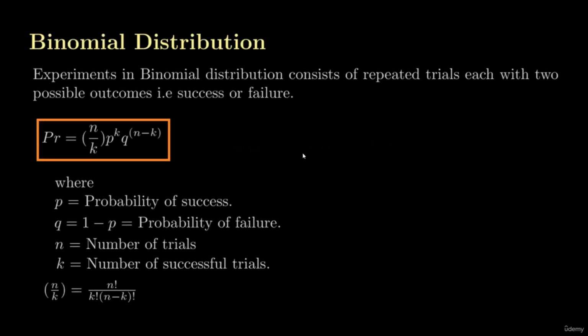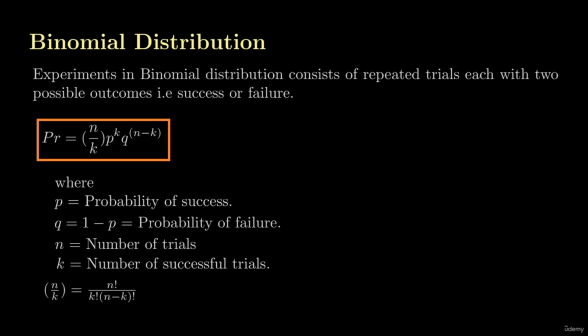So what is binomial distribution? Experiments in binomial distribution consist of repeated trials, each with two possible outcomes, that is success or failure. So the application of binomial distribution is for those experiments where we have two possible outcomes, that is success or failure. Suppose we flip a coin and we want head. It means head is our success, and if we do not get head, that is our failure.